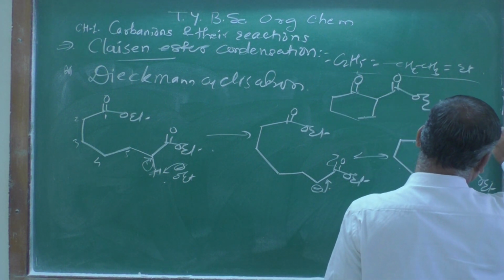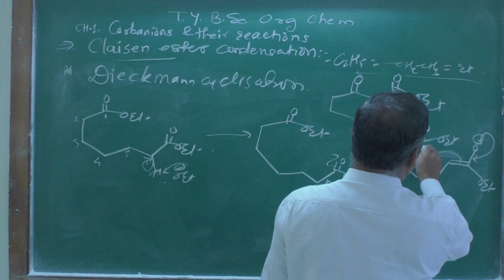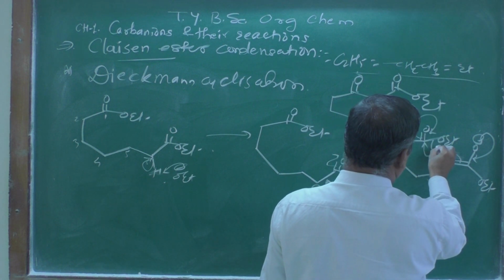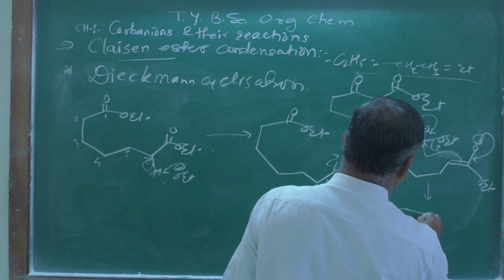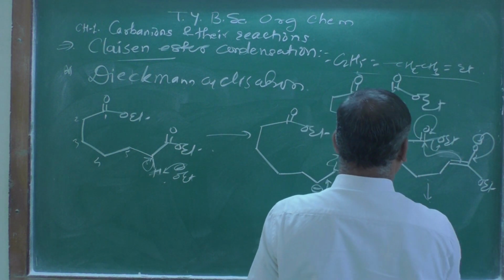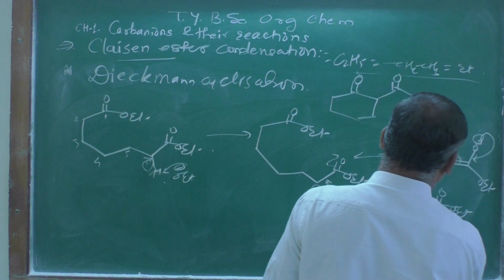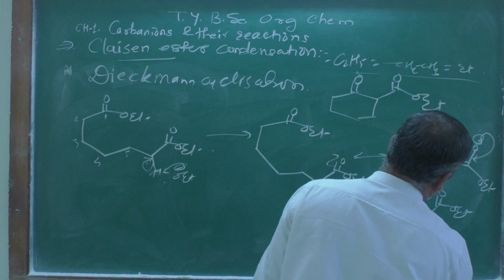Now this negative charge comes here, forming a double bond, and this double bond is going to attack this carbonyl group, and OEt is a leaving group, and finally I am going to get the product, the desired product I have got over here. This is alpha and this is beta, a beta-keto ester I have got over here.